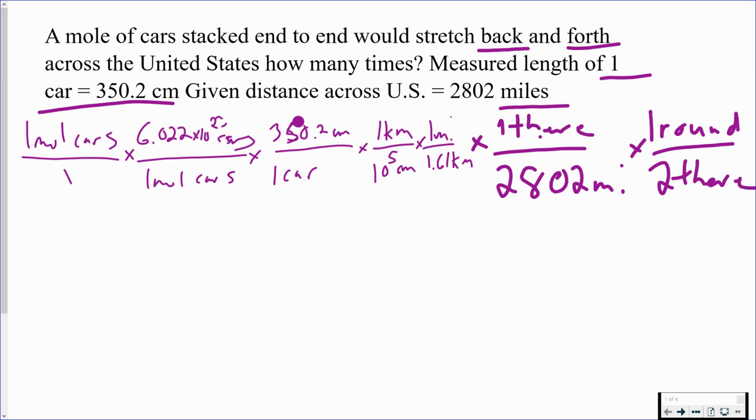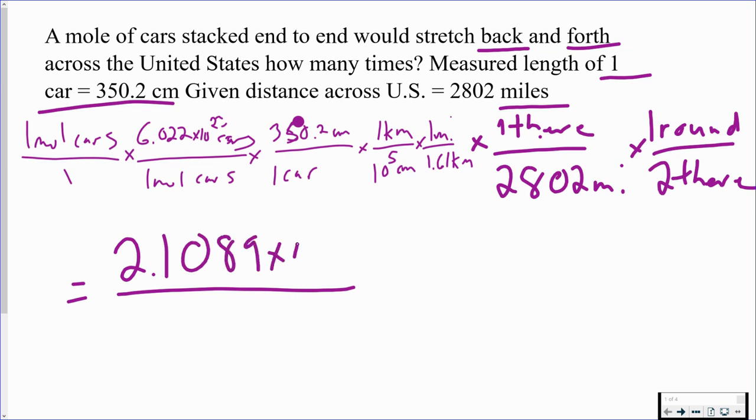I know it looks like a lot. So what we're going to do is we're going to take tops, we're going to multiply them all together, and then we're going to take the bottoms, multiply them together, and do one division problem. This is a huge step. Do the intermediate step. So on the tops, it is only 6.022 times 10 to the 23rd and 350.2. So when I multiply those together, I'm going to go to 4 or 5 sig figs because I know that at the end, I'm going to round them all down to 3. So I have 2.1089 times 10 to the 26th.